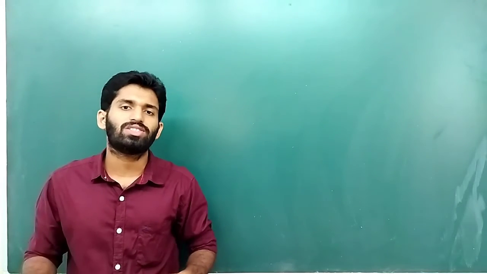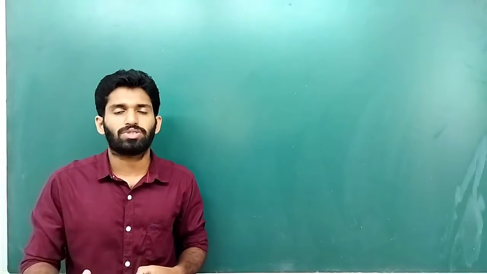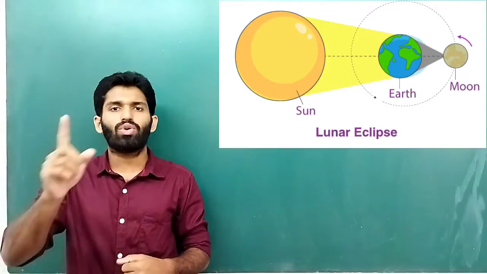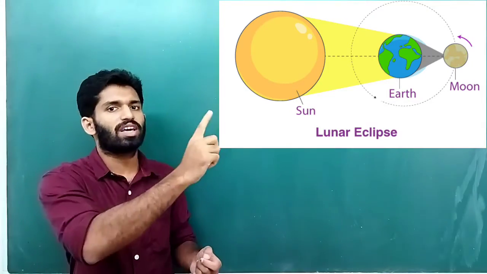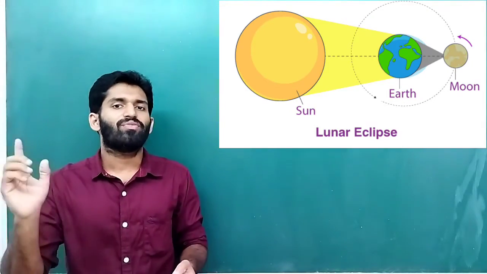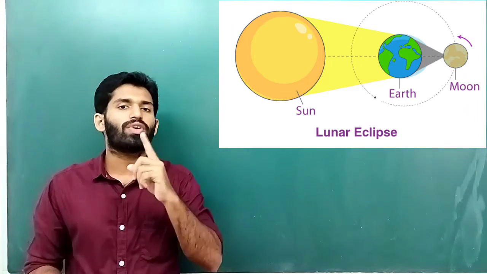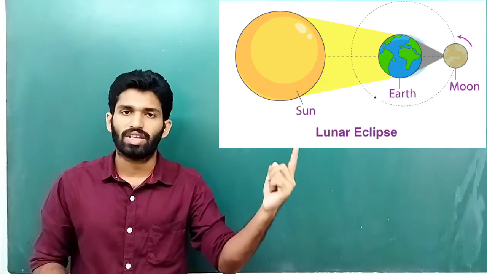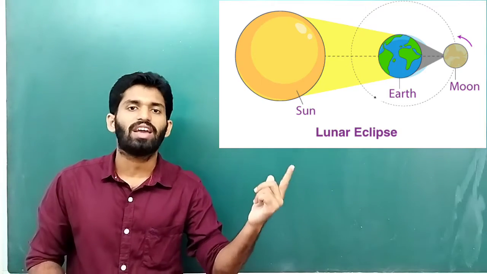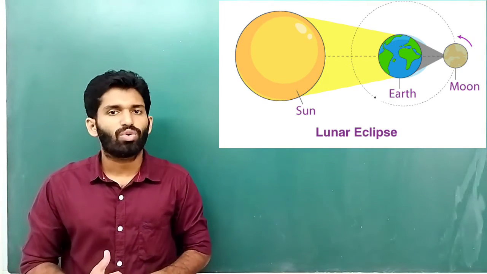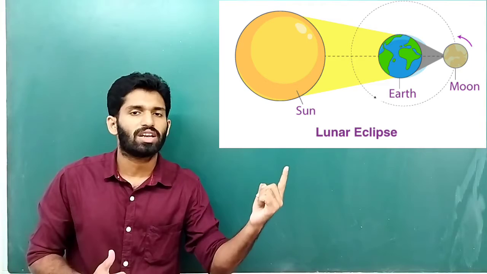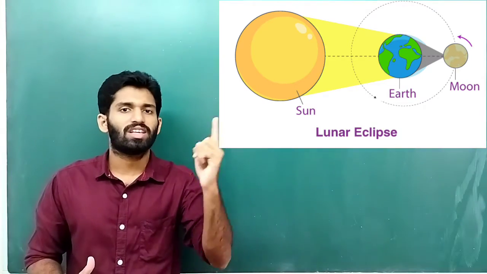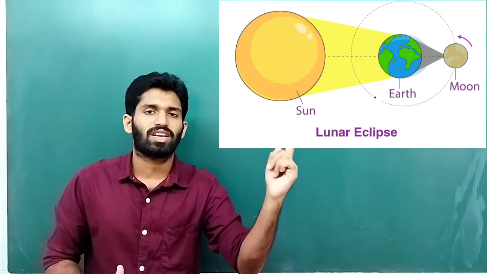First we can start with the lunar eclipse. What is a lunar eclipse? The moon revolves around the earth, and when it is revolving and moves into the dark shadow of the earth, it will not receive any light, and we call it a lunar eclipse. During the lunar eclipse, the moon, the earth and the sun are in a straight line.